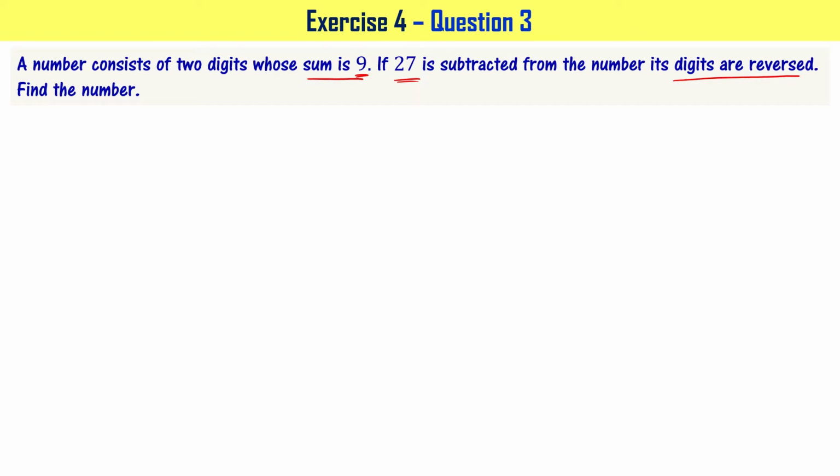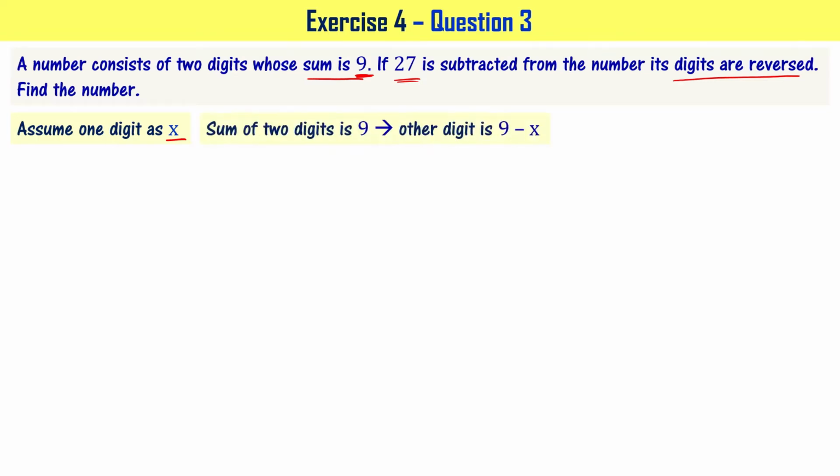Since it is a 2-digit number, let me assume that one of the digits is x. If one digit is x, the second digit is going to be 9 minus x, because the sum of these two digits is 9. That is given. It means the other digit is going to be 9 minus x. When you add 9 minus x and x, you get 9 as the sum.